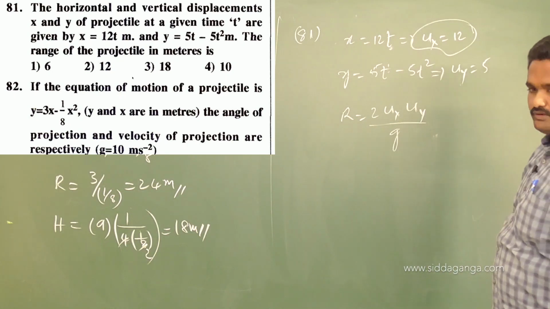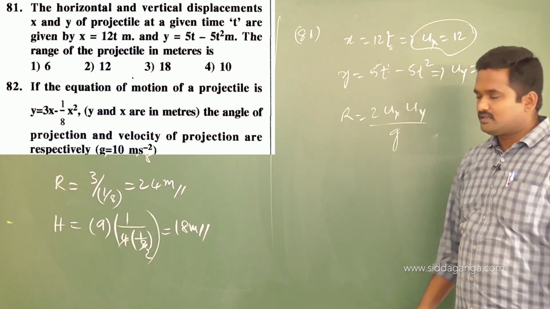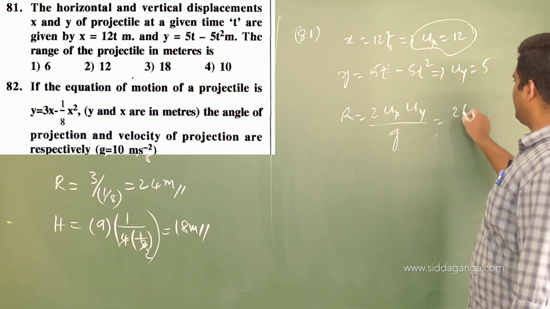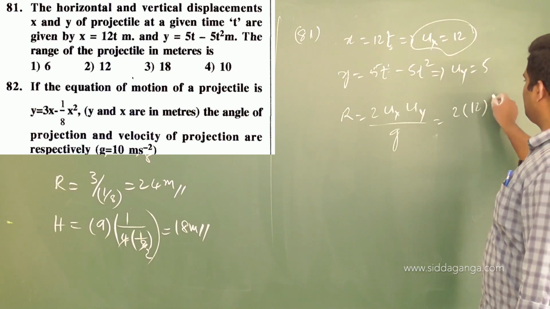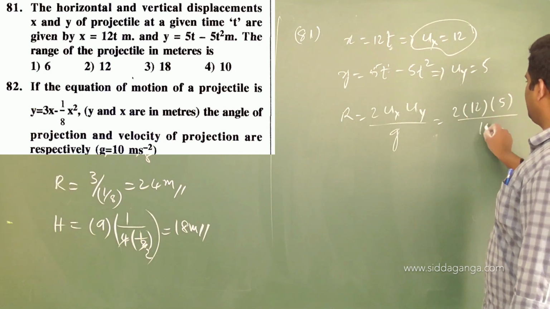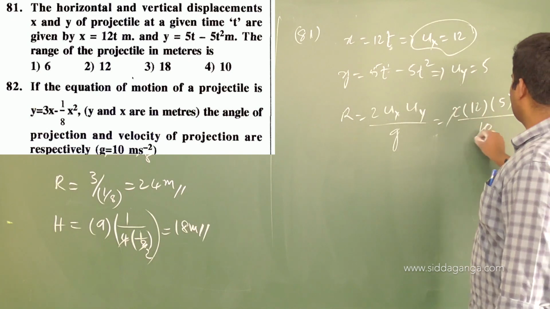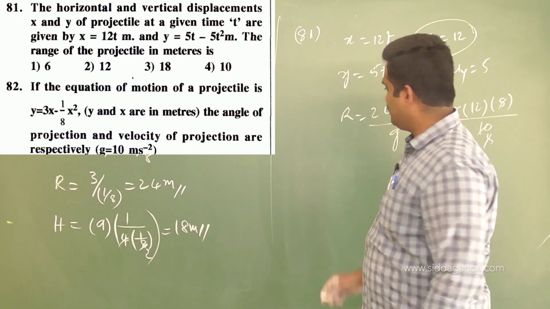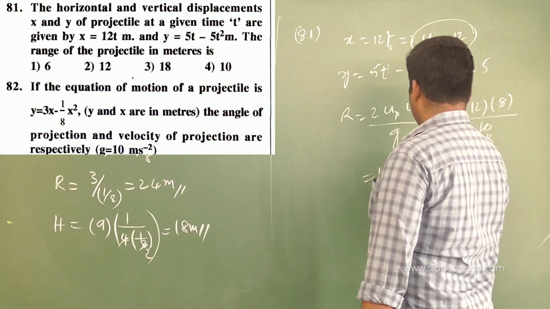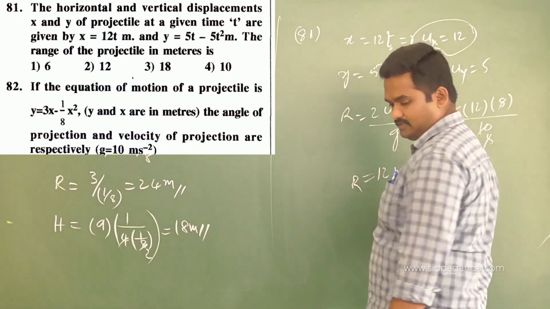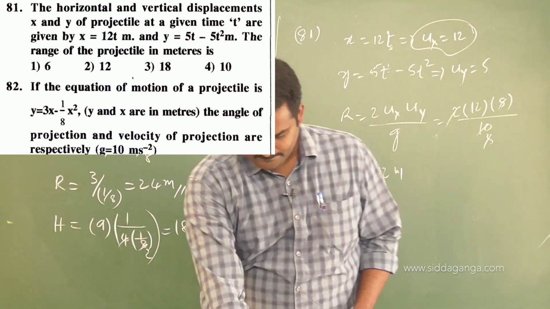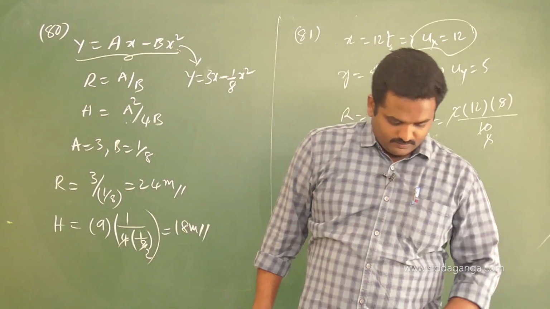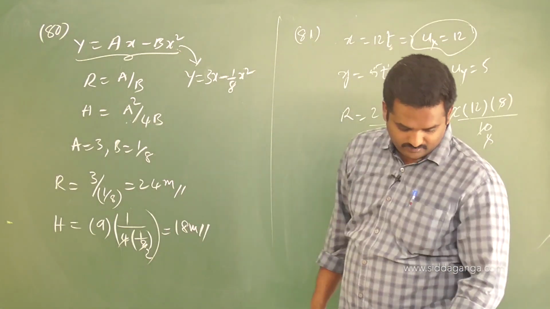Not only u square sin 2 theta by g you have to remember for range. In component method of velocity of projection, initial velocity of projection you have to remember. This is 2 into ux is what? 12 into 5 divided by g, 10 if I take. 2 ones, 2 5s, 5 5s they will get cancelled, 12 you will get. Answer is 12 meters is the value of range. That's how I need to solve for the value of what? Range. Next. This is problem number how much? 81 it is.